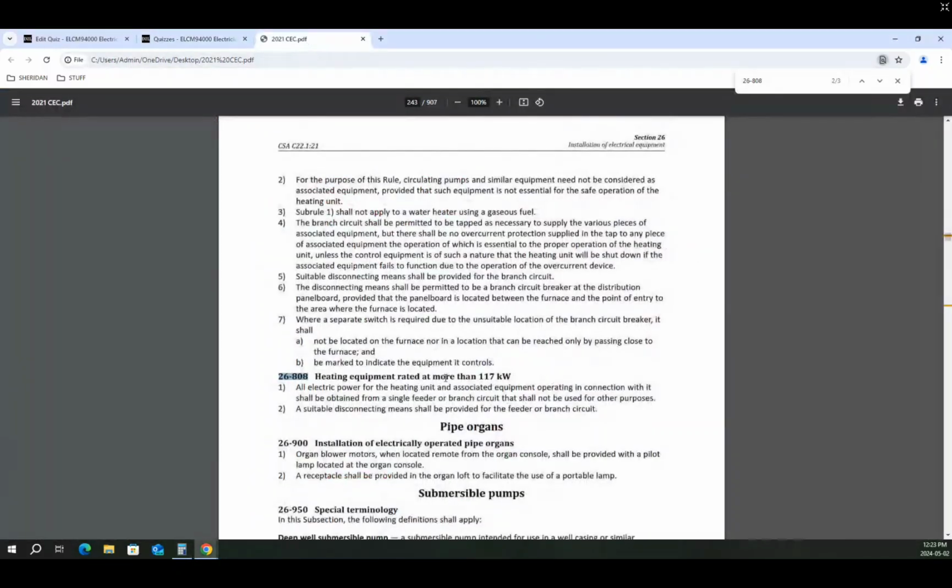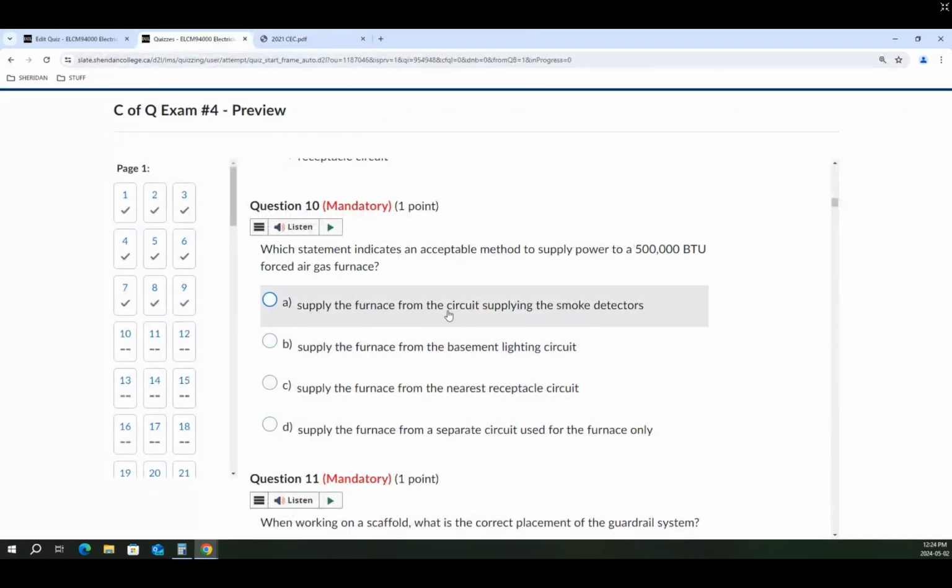So, and this is heating equipment rated at more than 117. So this was the rule that we want to use. And it'll be all electrical equipment for heating unit, associated equipment with it, other purposes. So supply the furnace, a separate circuit used for the furnace only.